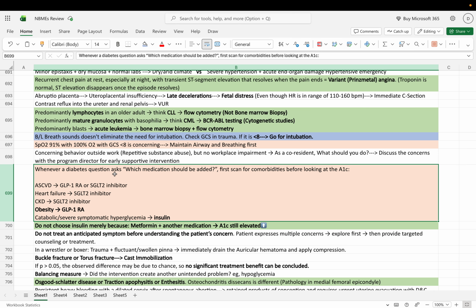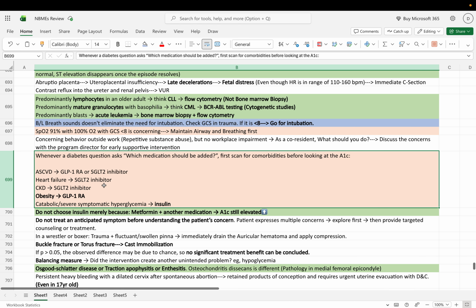Whenever a diabetes question asks which medication should be added, first scan the comorbidities present in the question. If the question is about atherosclerotic disease, try to add another drug like an SGLT2 inhibitor or GLP-1 agonist. If the presentation is about heart failure or CKD, try adding an SGLT2 inhibitor. If the presentation shows obesity, try adding a GLP-1 agonist.